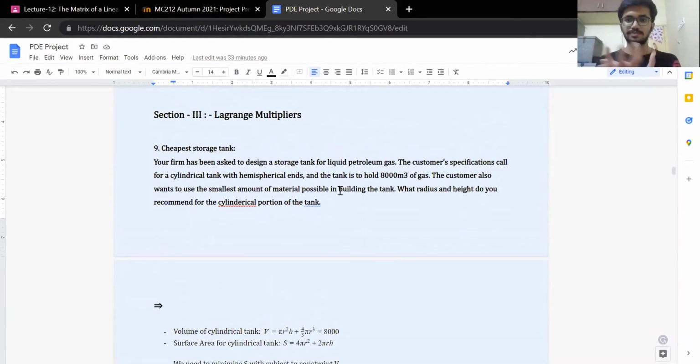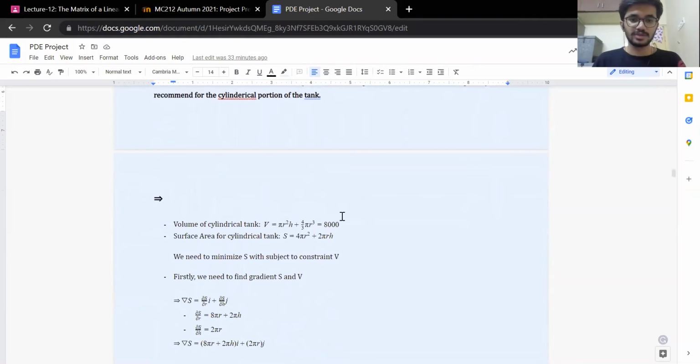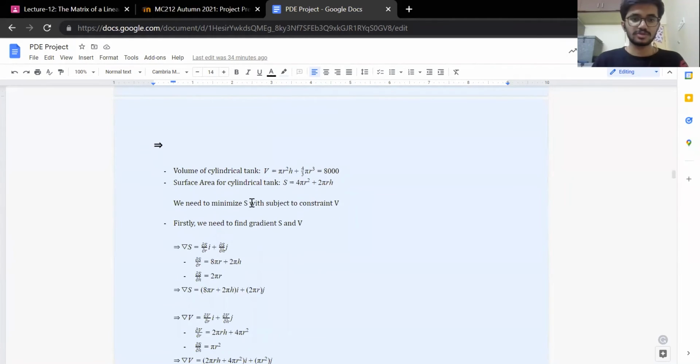The tank was a cylinder, and on top of the cylinder there were two hemispheres. So the volume would be that of a cylinder, a hemisphere, and a hemisphere. You can say the two hemispheres make a sphere. So use those equations for the surface area of the cylinder and the sphere. We are supposed to minimize the surface area, subject to the volume.